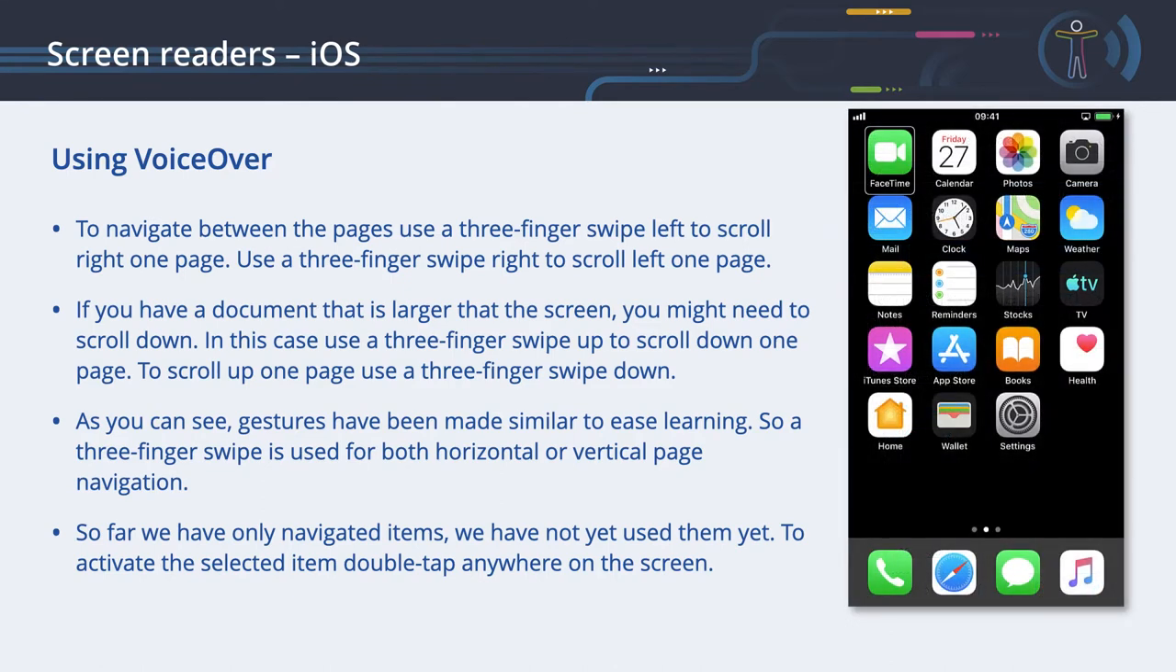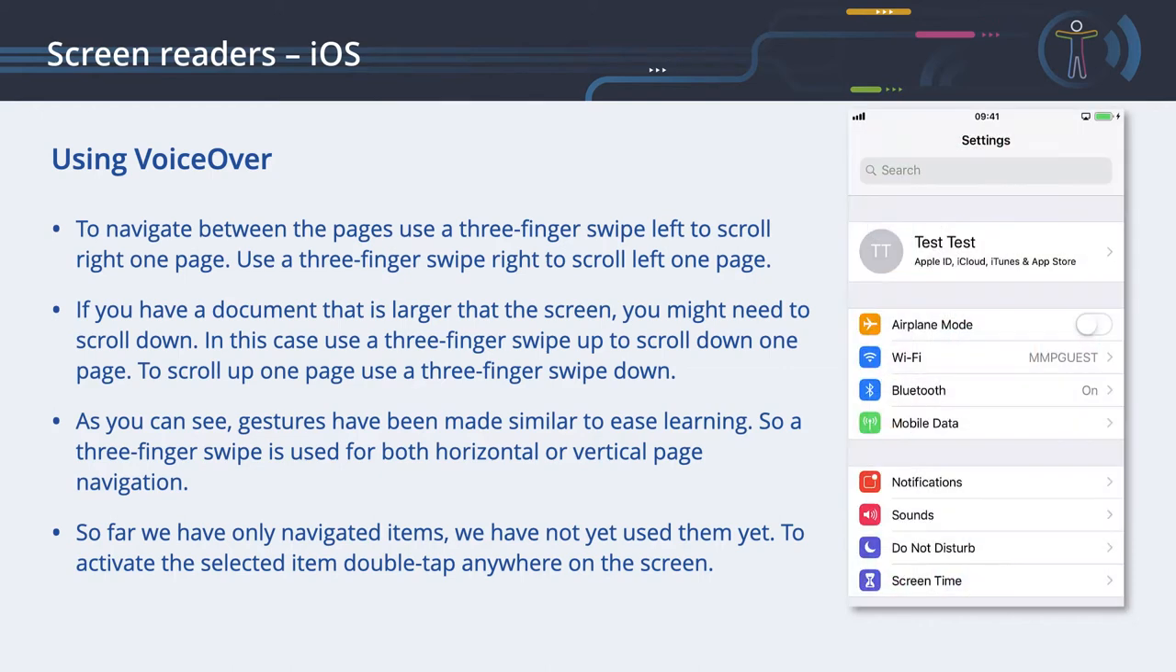As you can see, gestures have been made similar to ease learning. So a three-finger swipe is used for both horizontal and vertical page navigation. So far, we have only navigated items. We have not used them yet. To activate the selected item, this is the one highlighted by the VoiceOver cursor, double tap anywhere on the screen. Settings. Double tap to open. Settings.